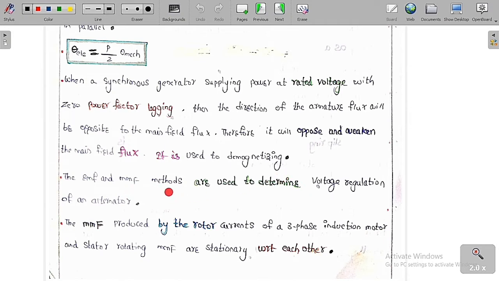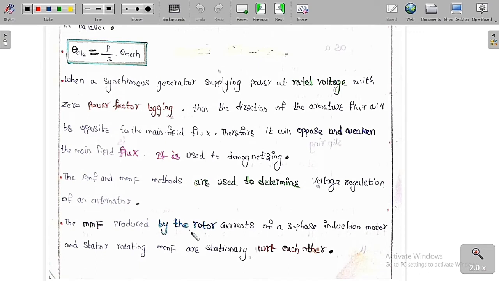The EMF and MMF methods are used to determine the voltage regulation of an alternator. I already told you the different methods: EMF method, MMF method, ZPF method, and ASA method. These are the methods by which we can determine the voltage regulation of an alternator.